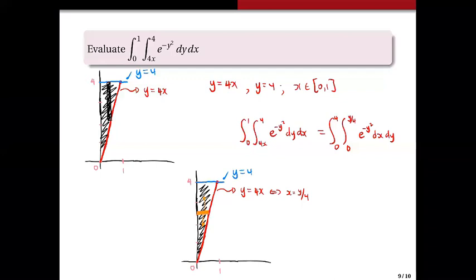And now this is easily integrable. For this, we have the integral from 0 to 4, and then you will have x e to the negative y squared, evaluated from x equals 0 until x equals y over 4. That's your outer dy. So we will have 0 to 4 here, and then y over 4 e to the negative y squared, and then we have the dy.